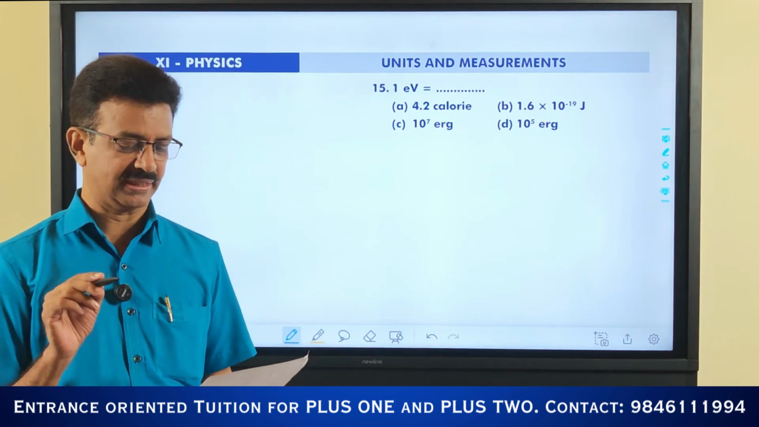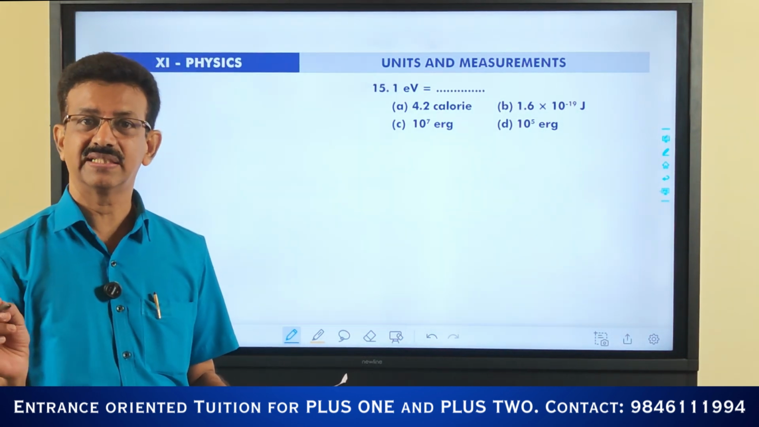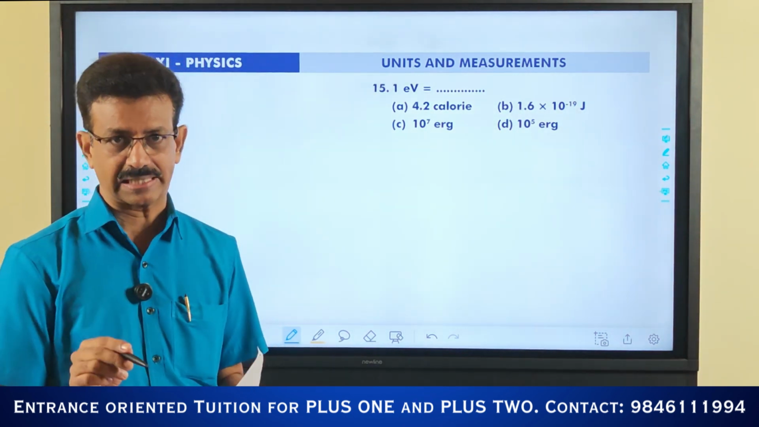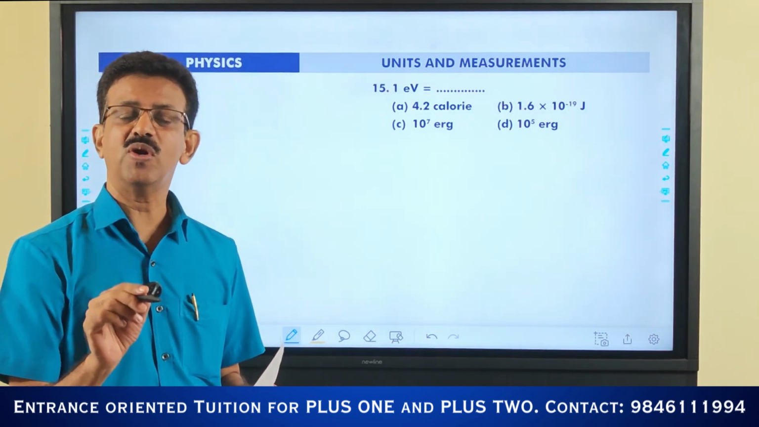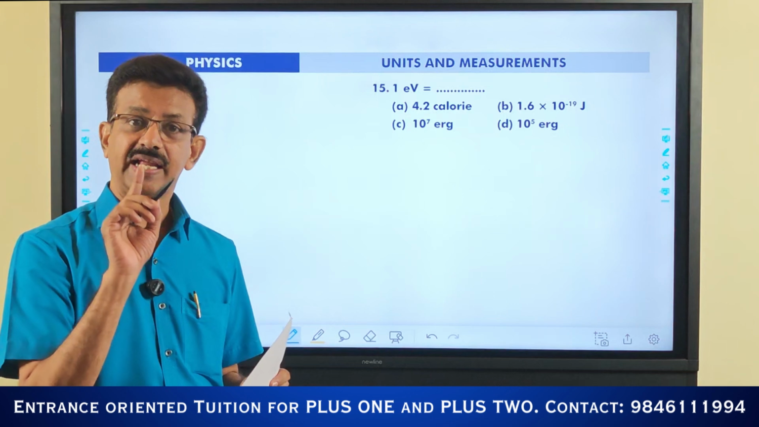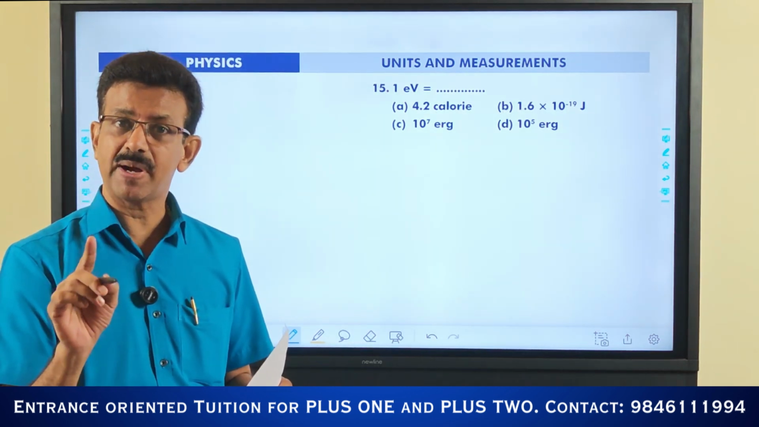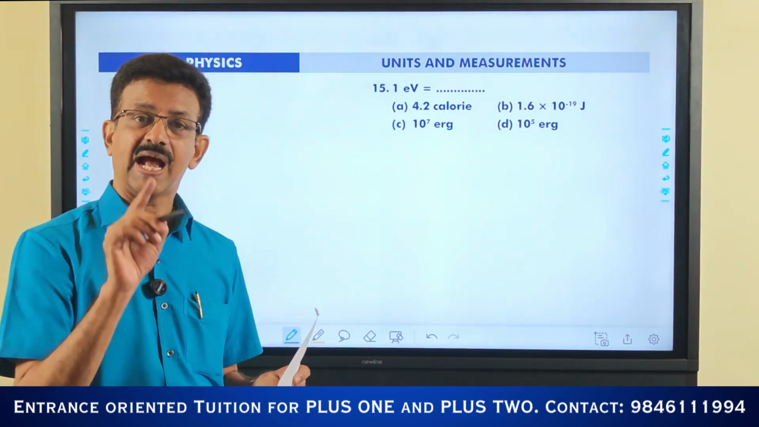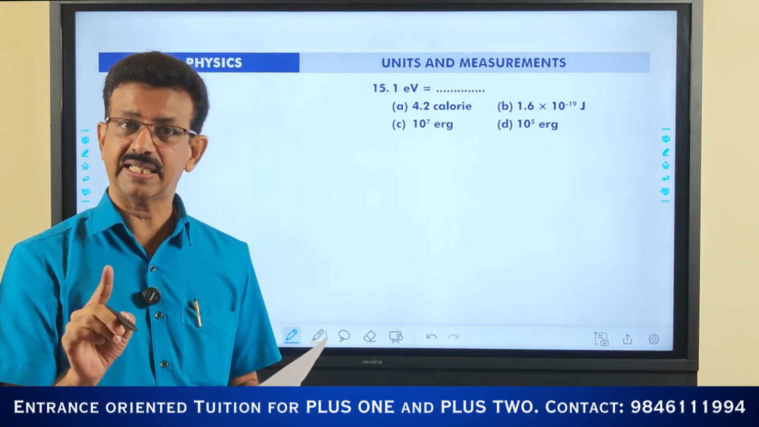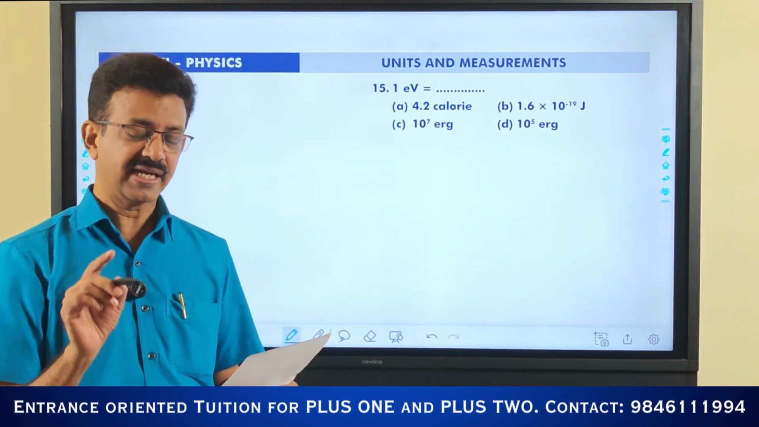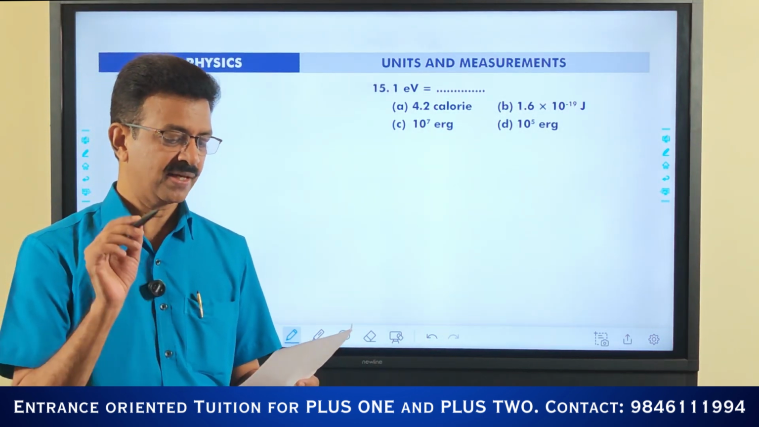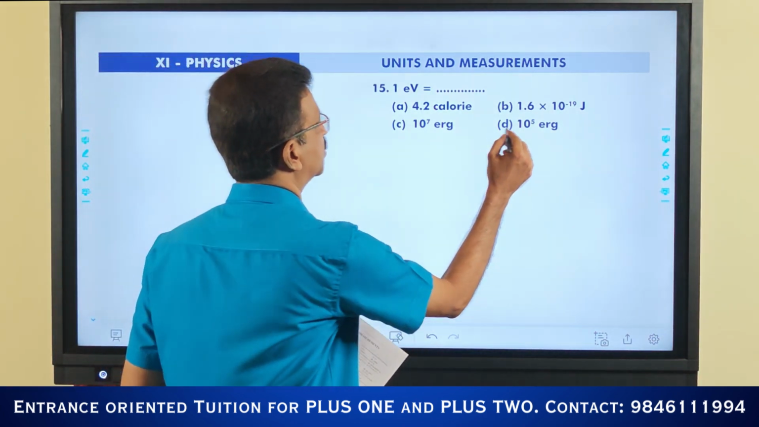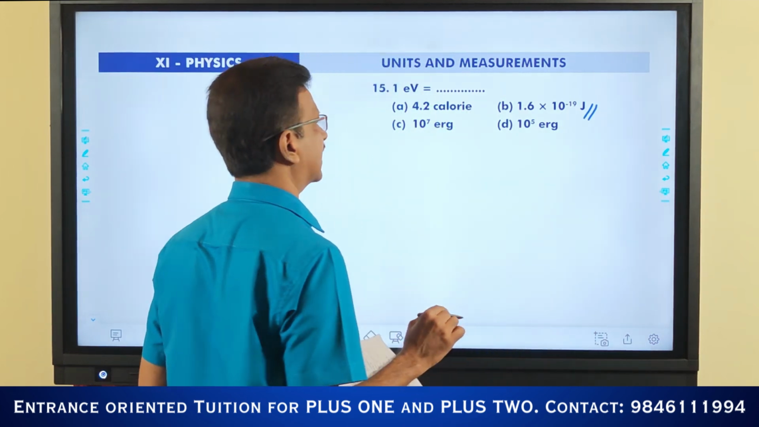Next one is a direct question. One electron volt equals dash. In our earlier discussion, we have already mentioned the meaning of electron volt and its value. Once again, I will repeat. Electron volt is the unit of energy. It is the energy acquired by an electron when it is accelerated through a potential difference of 1 volt. And 1 eV equals 1.6 into 10 raised to minus 19 joule. Here the conversion factor is asked. The correct choice is 1.6 into 10 raised to minus 19 joule. That is B choice.